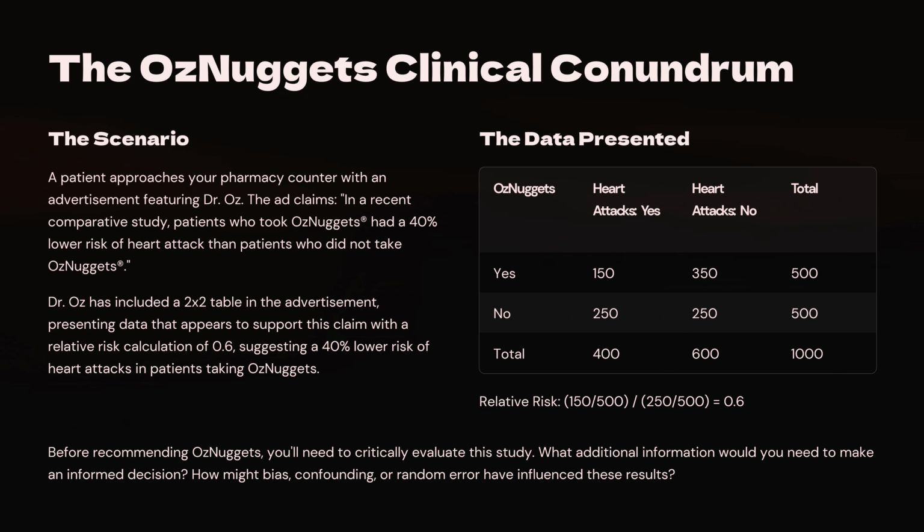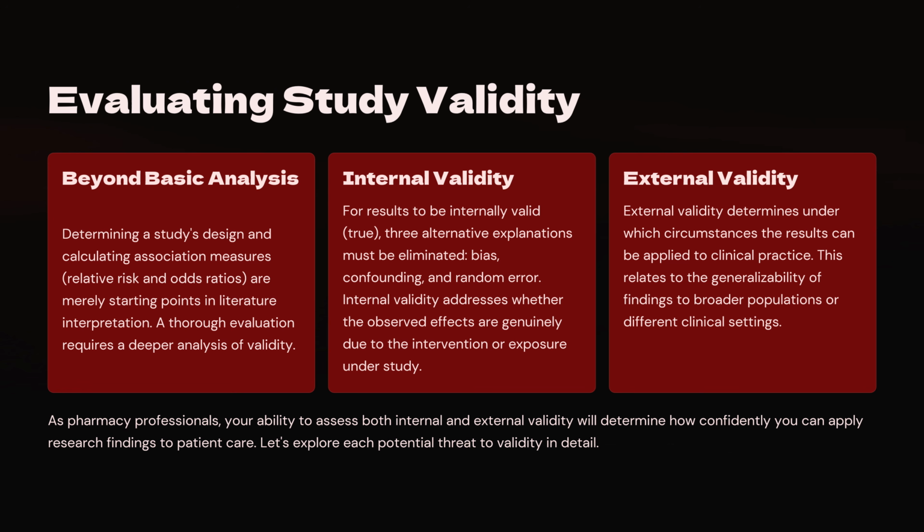What additional information would you need to make an informed decision? How might bias, confounding, or random error have influenced these results? So let's think about this as we go through this lecture. At the base of all this, we need to figure out, is this study valid? What kind of validity does this study have?